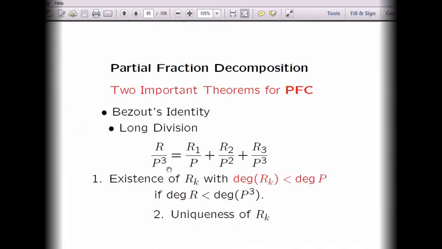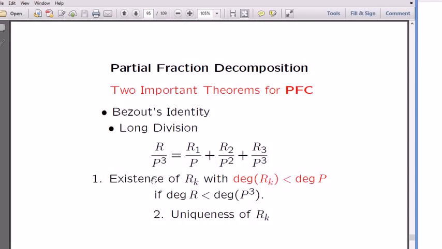There's a repeated factor like this, so r divided by irreducible raised to the third power. Bezout's identity allows us to split it into power form because they don't have a common factor. Now once you enter this power form, let's say p is degree 2, then what is the degree of the denominator? Degree 6, right?